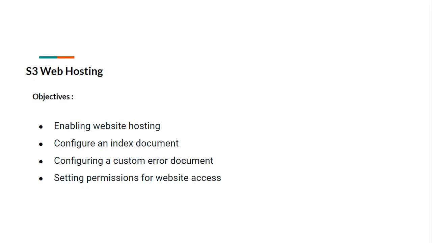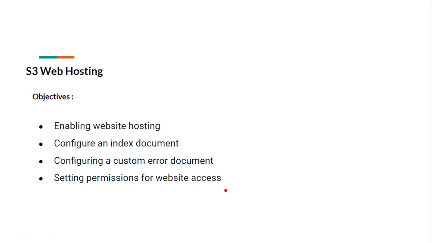In the previous videos we have learned S3 using AWS Console, CLI and SDK. In this video we will learn about the S3 web hosting feature. So we will be learning about how to enable S3 website hosting, how to configure the index document of our website on S3, how to configure custom error documents for our S3 website, and how to set permissions for website access.